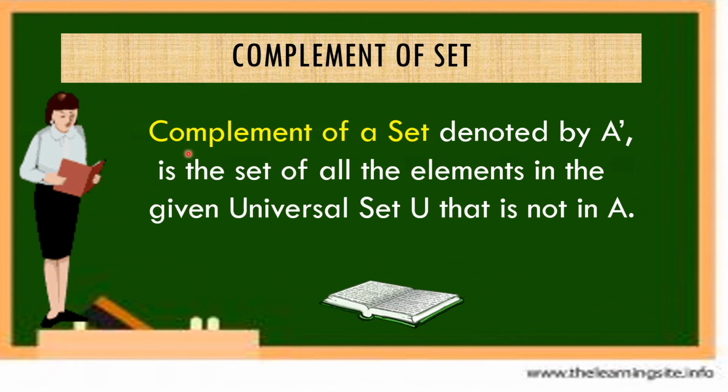Complement of a set. The complement of a set, denoted by A prime, is the set of all the elements in the given universal set that are not in A.